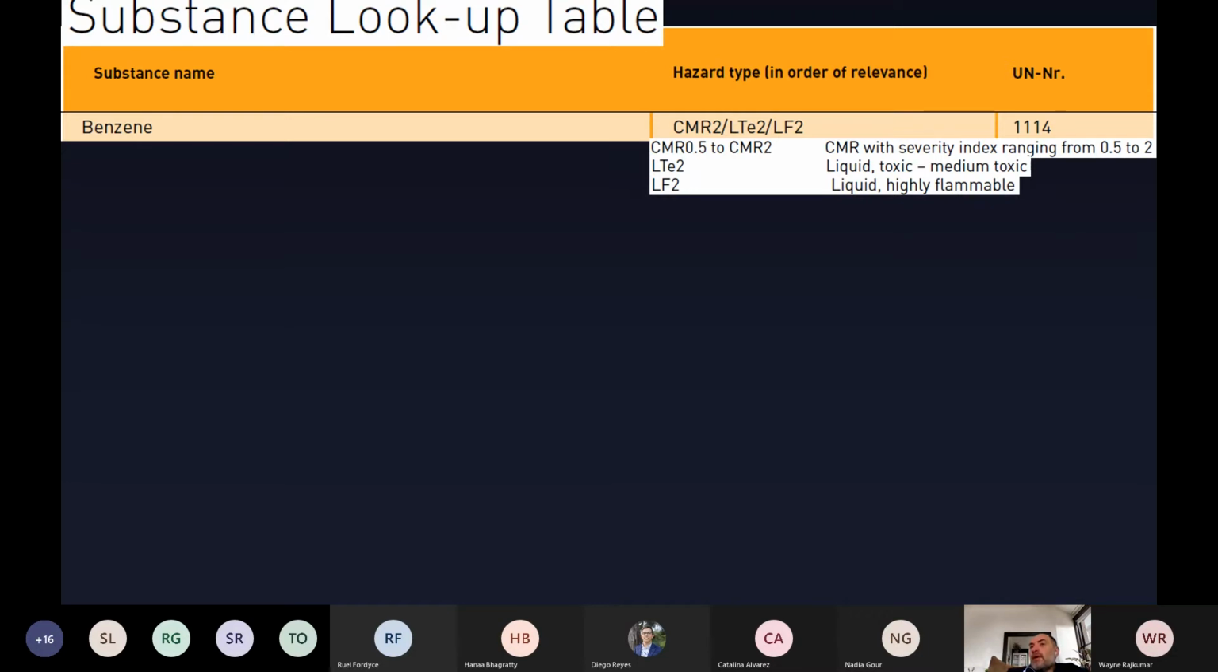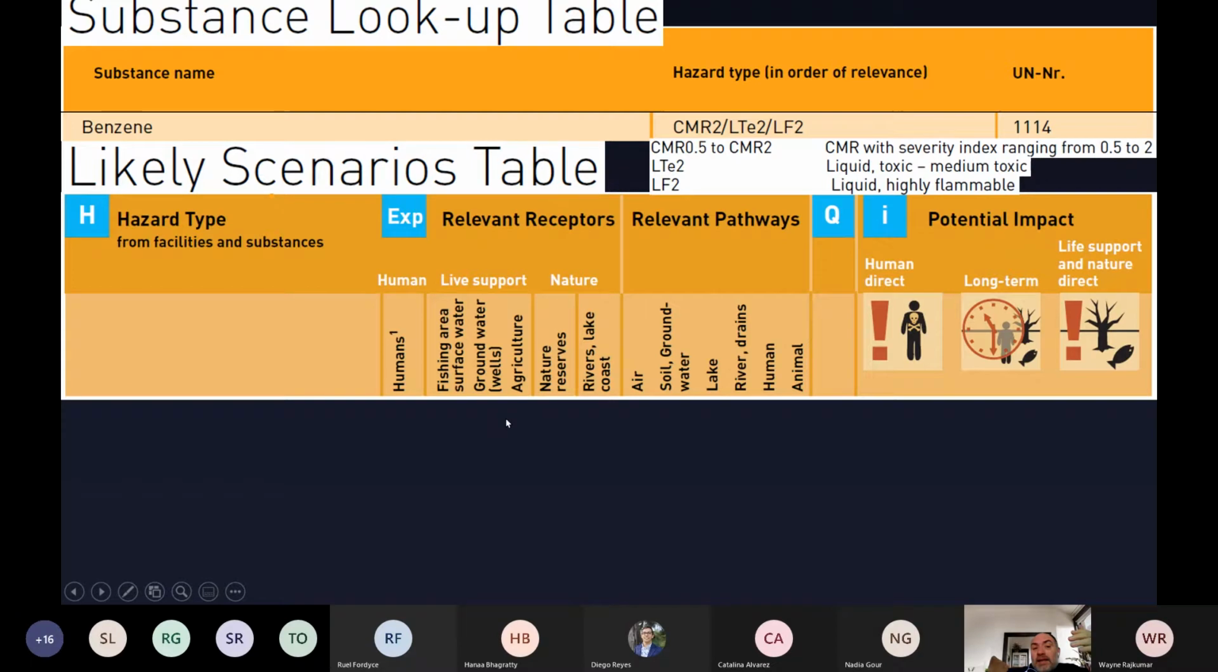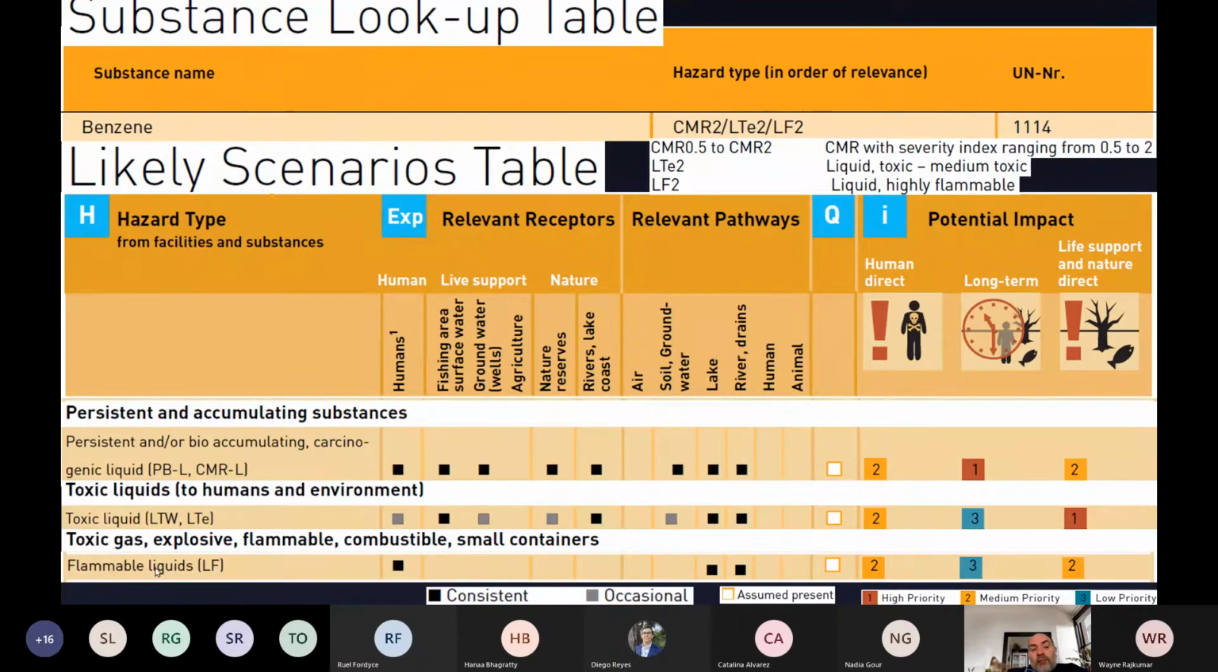Sometimes you just find the characteristics, and if you click, Diego, what we would find is the likely scenarios. And in the likely scenarios, with one more click, please, these titles of persistent and accumulating substances. This is the CMR 0.5 to CMR 2. So this is what we are trying to pick at this moment. The hazard type is bringing a hazard to humans, long-term or life support nature.